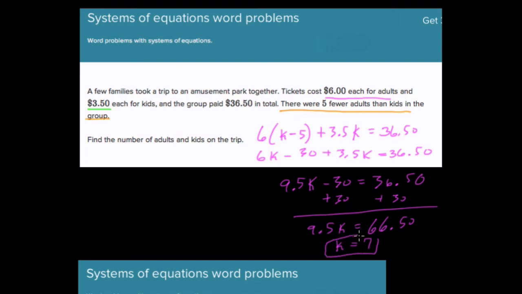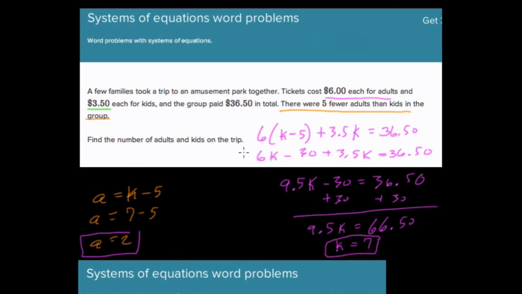That means 7 kids went on this trip. And remember, the adults equal the number of kids minus 5. So kids are 7, minus 5 is 2. So the adults equals 2. And you can plug this in to see that it works. There are 5 fewer adults than kids. That works. There are 2 adults, 7 kids.